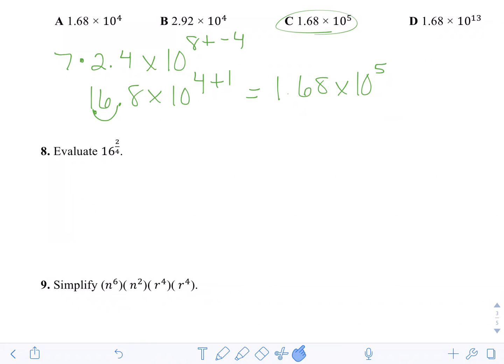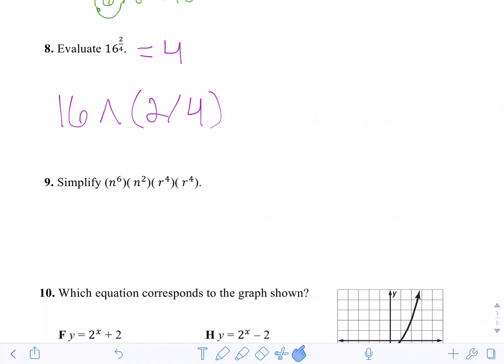Okay, number 8, you can just put that into your calculator. And okay, so for this, you have 16 to the power of 2/4. Oh, that's just 16 to the power of half. Just type it into your calculator, 16 caret key 2 divided by 4, and on your calculator, it will come out to be 4. Again, this you can just put it into the calculator. And so when you put in the calculator, you have to hit the caret key, and then you do parentheses 2 divided by 4.